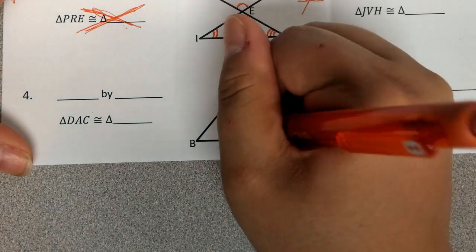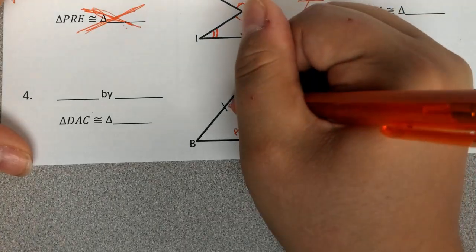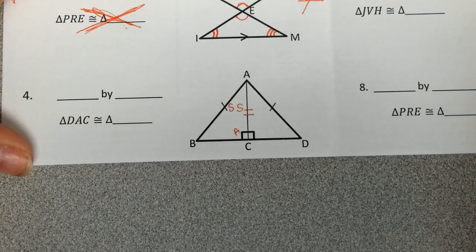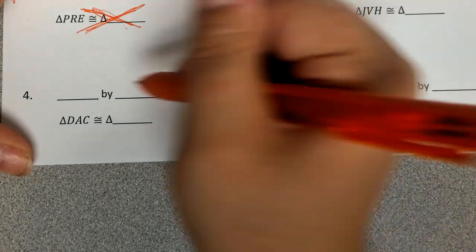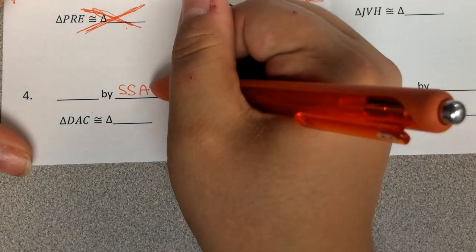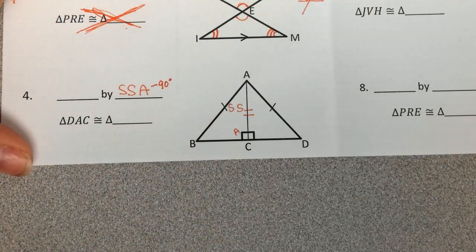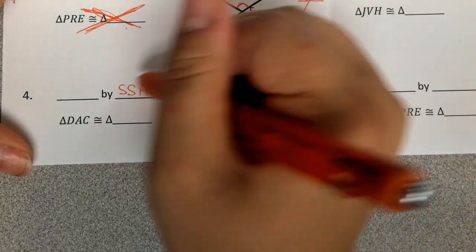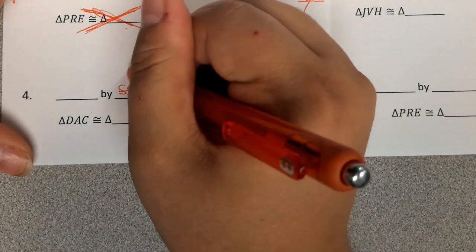I have an angle and 2 sides. Is my angle between my 2 sides? So this is going to be SSA. What do we think about SSA? Up, up, up, up. Louder, Bella. My angle has a 90-degree angle. So this is HL.